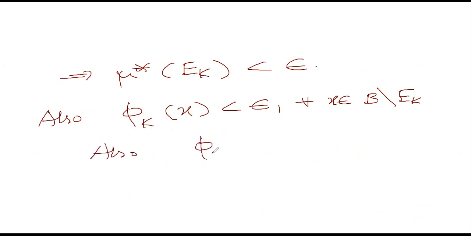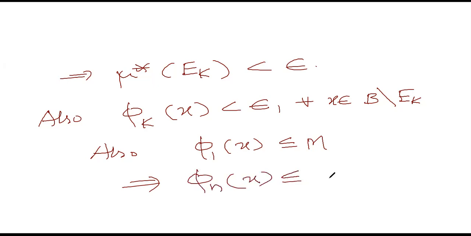Also phi 1 of x is less or equal to m, because m is the maximum of phi 1 of x. Since phi 1 of x is the greatest value, because phi is a decreasing sequence, phi n of x will also be less or equal to m for all n greater or equal to 1, as phi 2 of x is less or equal to phi 1, phi 3 of x is less or equal to phi 2, because phi is a decreasing sequence. So phi n of x is less or equal to m for all n greater or equal to 1.